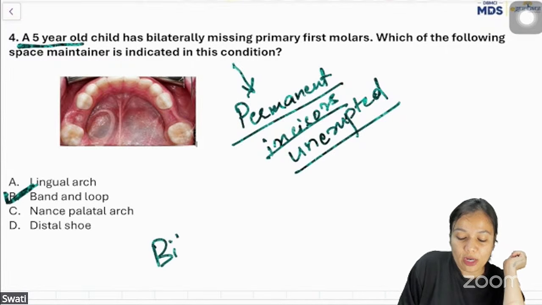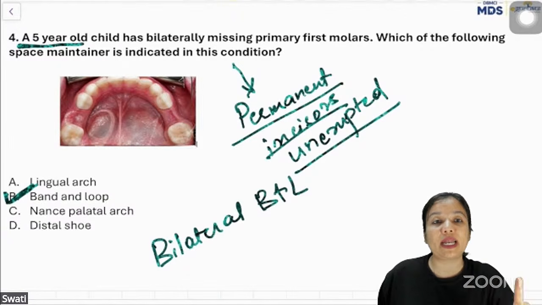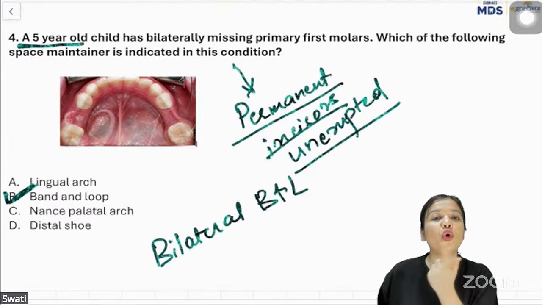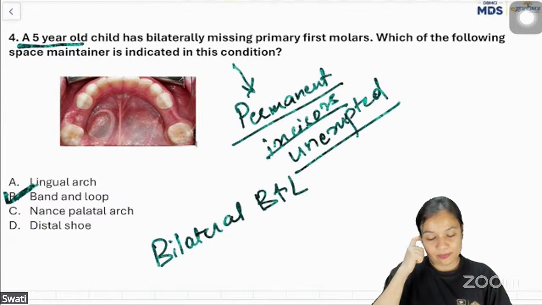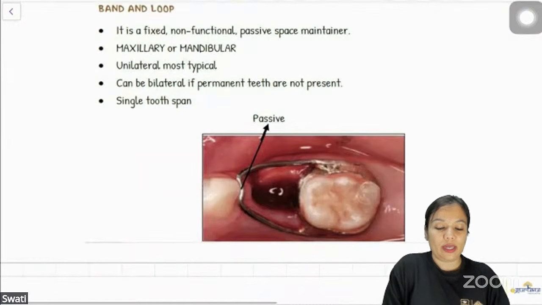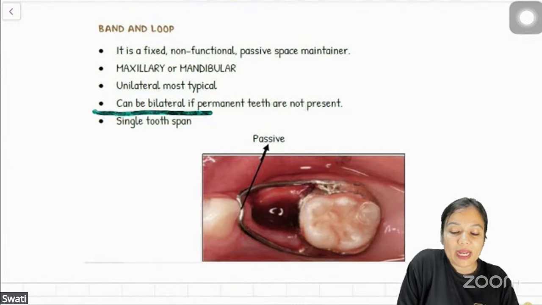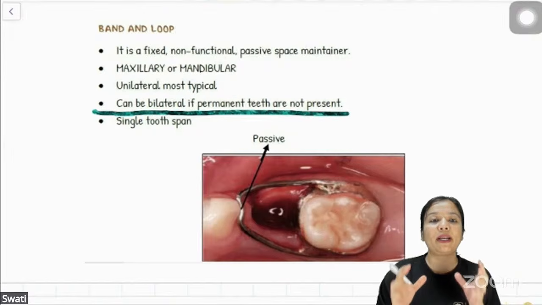So you will go for a bilateral band and loop space maintainer here. So the answer is bilateral band and loop if they have given primary molars missing with no permanent incisors. Again, this is from the notes where we had said that it can be given bilaterally if the permanent teeth are not present. Then you can give bilateral band and loop.